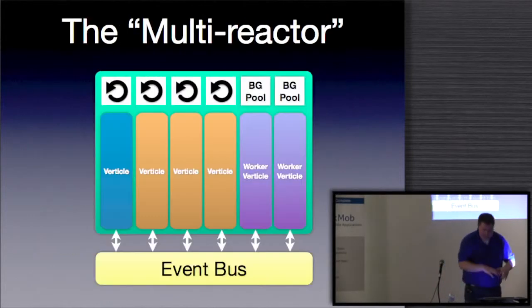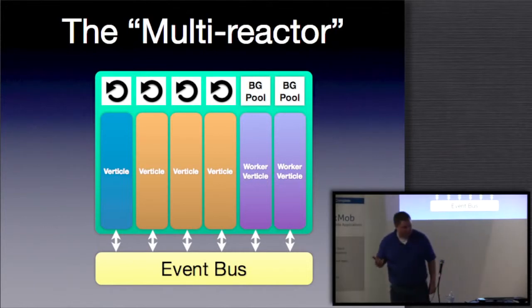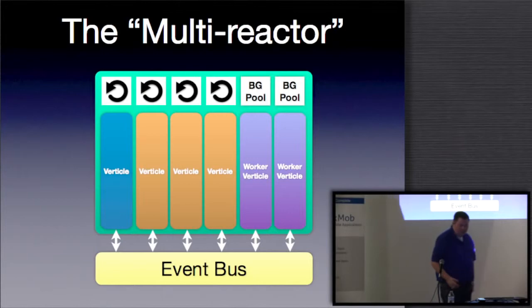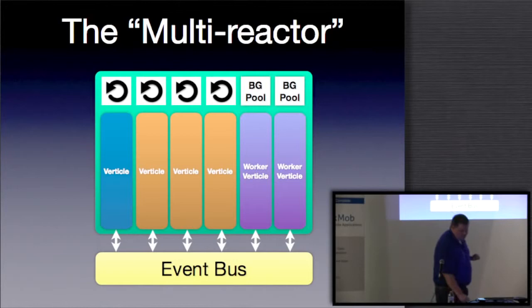So now we've got this complete picture of Vert.x's model of the reactor. This is what the Vert.x team calls the multi-reactor. So we've got our event loop thread pool, we've got our background thread pool, we've got verticals assigned to the right positions, and then all the communication is accomplished with the event bus.